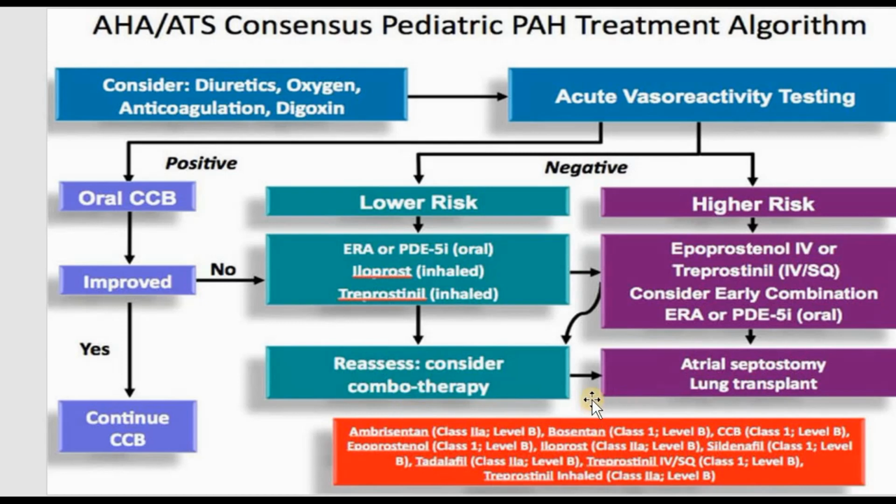But if medical management fails, they may need surgical management, which includes atrial septostomy and lung transplant. In atrial septostomy, a hole is created. It's an open heart surgery, and a hole is created between the atria. It relieves the pressure in the right side of the heart. And lung transplant is indicated in young patients who have idiopathic pulmonary arterial hypertension. So that's the management of pulmonary arterial hypertension.